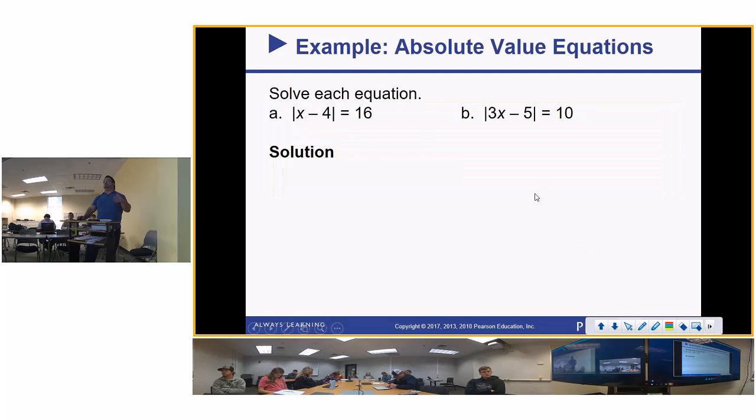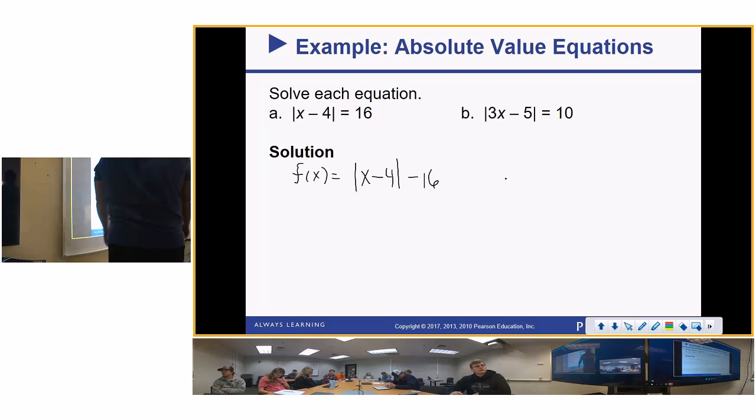All right, so there is your equation. How would we solve this? How would we draw this out? Well, remember your intercept method. What is your intercept method? Bring it over and we get f of x is equal to the absolute value of x minus 4, minus 16. f of x is equal to 3x minus 5, minus 10.